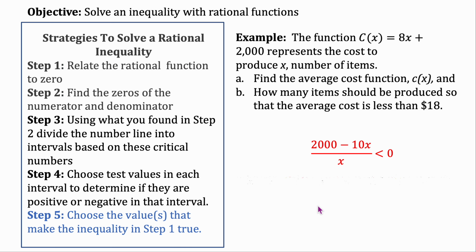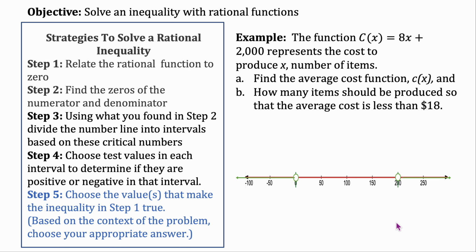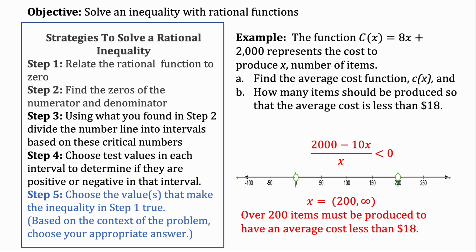So what do we know? Well, that is less than 0 for values from negative infinity to 0 or from 200 to infinity. But remember, based on the context of this problem, we can't use a negative number of things we're going to make. We're not going to produce a negative number of items. So in the context of this problem, we're going to throw out that region.